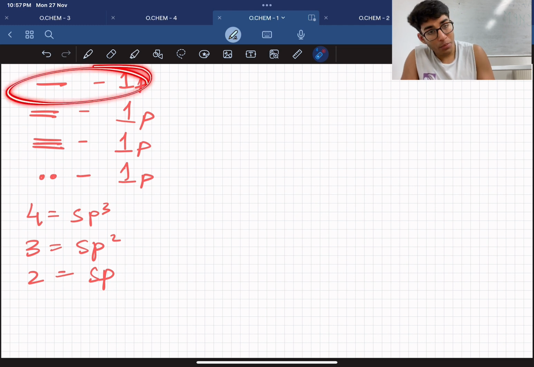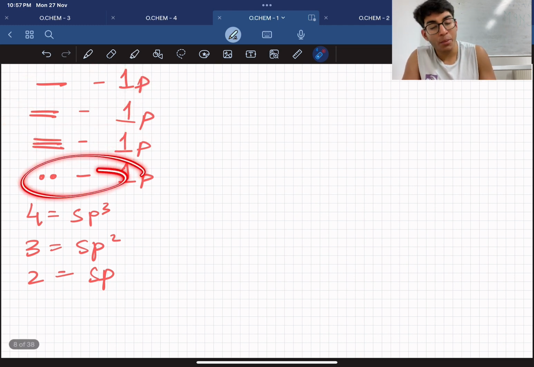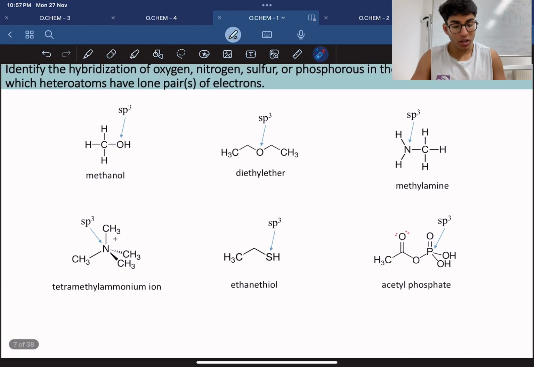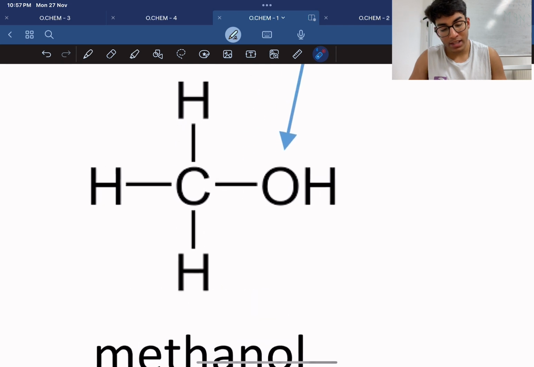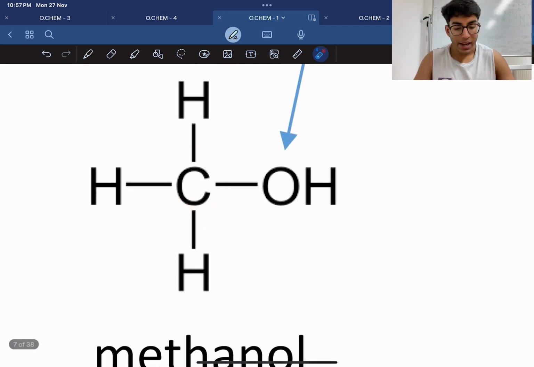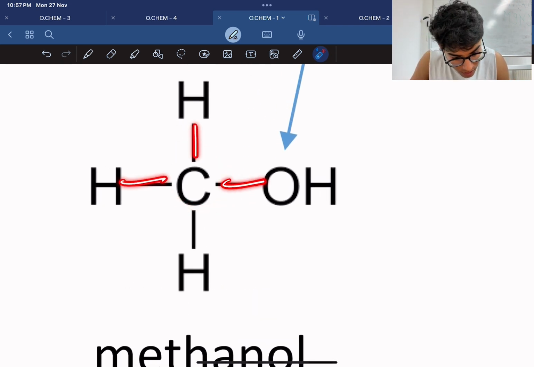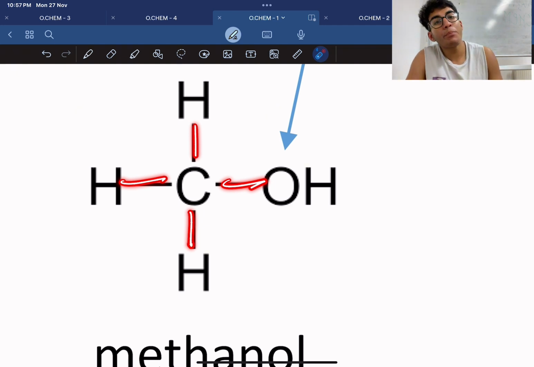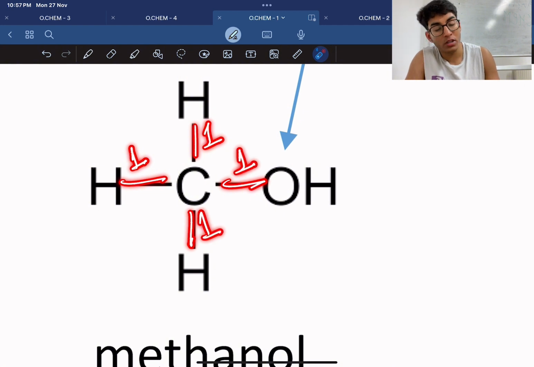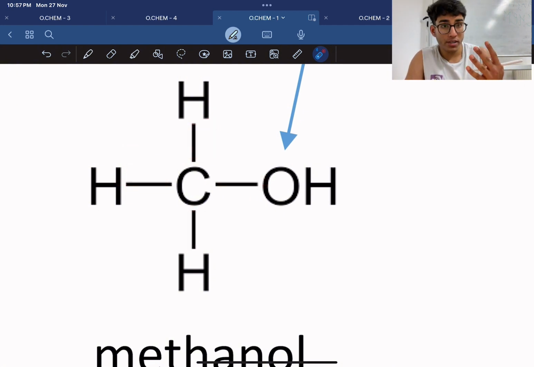So single bond is 1 point, double bond is 1 point, triple bond is 1 point, and lone pair is 1 point. Now look at this carbon right here. It has 4 single bonds. So how many points does it have? Clearly 1 point because of this, 1 point because of this, 1 point because of this, and 1 point because of this. 4 points. And that's the maximum it can have.